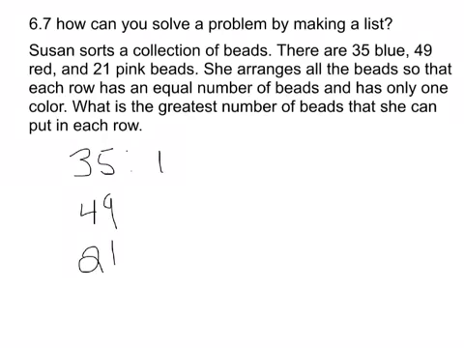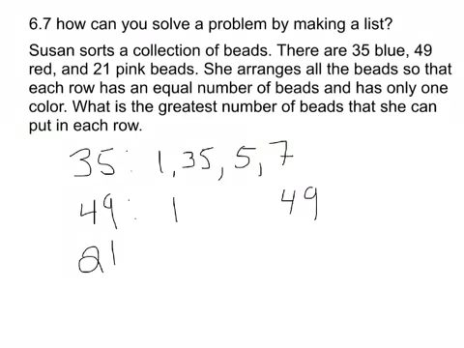So here we go. 35. It's not divisible by 2. It's not divisible by 3 or 6. It's not divisible by 4. And it is divisible by 5, and it's 5 times 7. So make sure that you put all of the factors of 35. And that's it. And then for 49, it's 1 and 49.